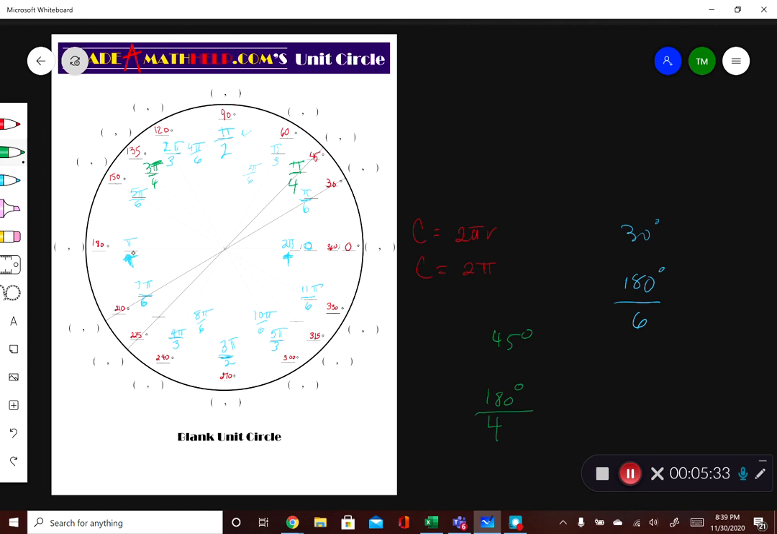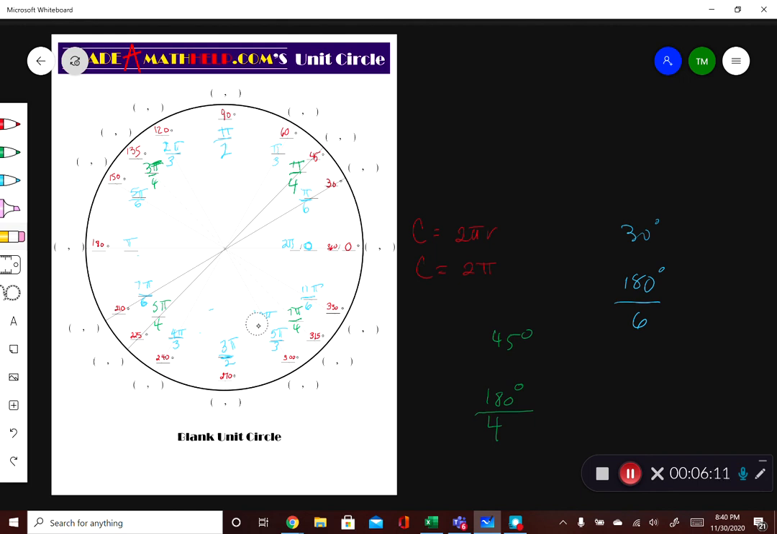And then we have 4 pi over 4, which is our pi. And then we have 5 pi over 4. And then 6 pi over 4, which is the 3 pi over 2. And then 7 pi over 4. And then 8 pi over 4, which takes us back to the 2 pi. So once again, we're just counting 1/4, 2/4, 3/4, 4/4, 5/4, 6/4, 7/4, 8/4. And that gives us our measures in radians for the unit circle.